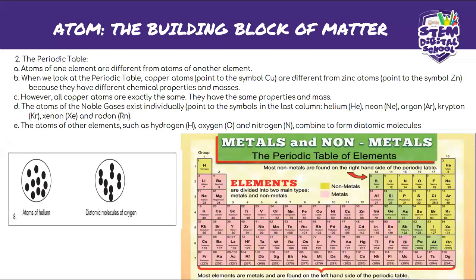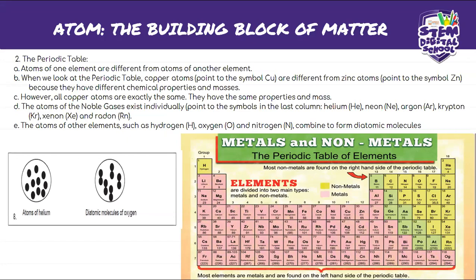So since atoms of the same kind are elements, where can we locate elements? We find them on the periodic table. So what you have here is the periodic table. And then we are saying on our periodic table, atoms of one element are different from atoms of another element. What it simply means is that on the periodic table, we have different types of elements, and one atom is different from another atom. Okay.